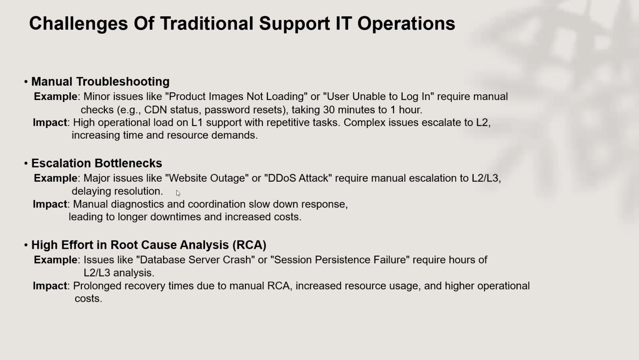Escalation bottlenecks. Example, major issues like website outage or DDoS attack require manual escalations to L2, L3. Now, this is a major escalation. These are examples of major escalation, and the impact of that is manual diagnostics and coordination slow down responses, leading to longer downtimes and increased costs.